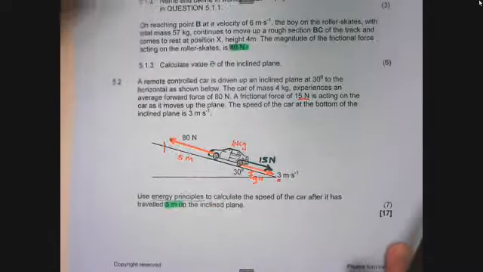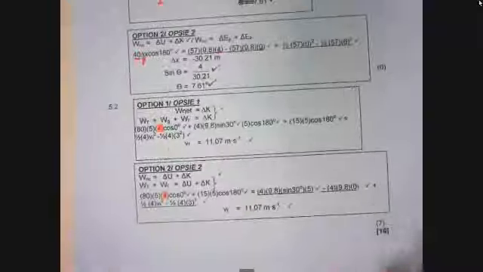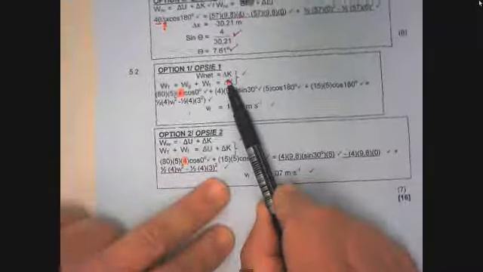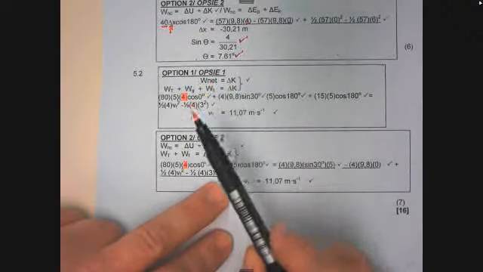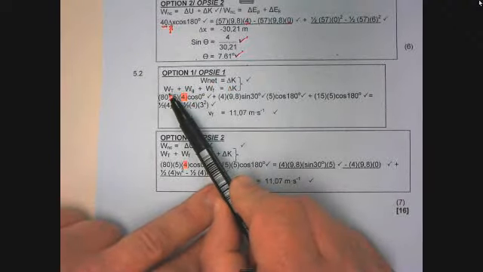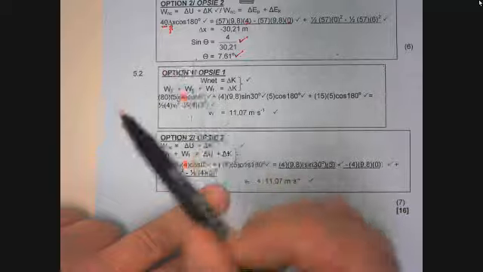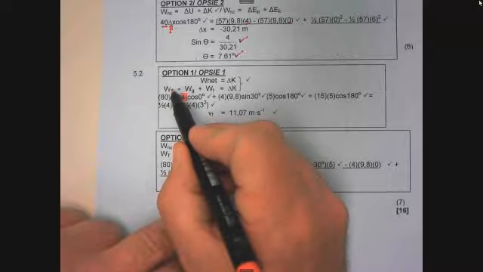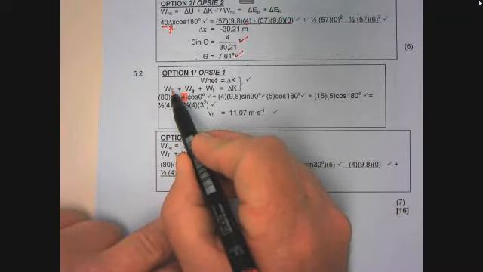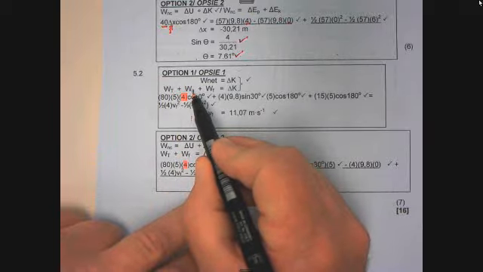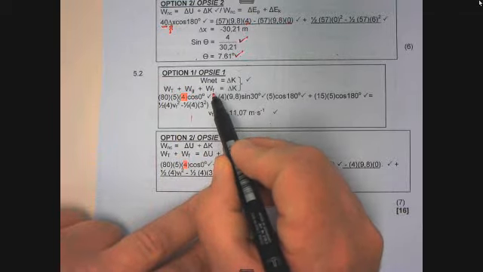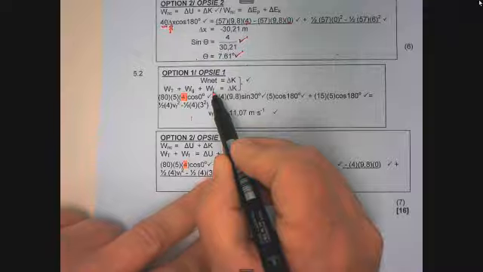Right, again, the options for the learners is basically two options. Again, making use of W net equals delta K. And now we will see there are 3 forces acting on the car. The applied force, the gravitational force, and the force of gravity, the work done by the frictional force.